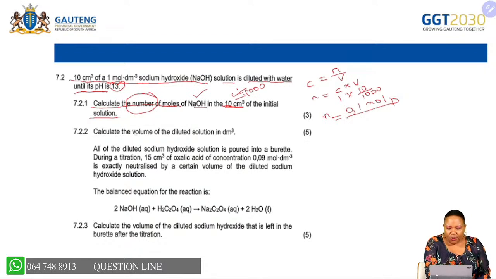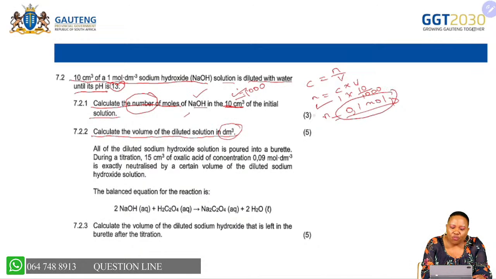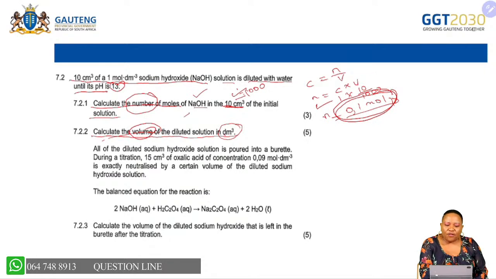Now, we were calculating the number of moles, which is 3 marks. Next: calculate the concentration of the diluted sodium hydroxide in mole per cubic decimeter. Immediately after getting the number of moles, they're looking for the concentration of the diluted solution. So immediately when you have the number of moles, you can calculate it. This is the initial number of moles, and this is the initial concentration.